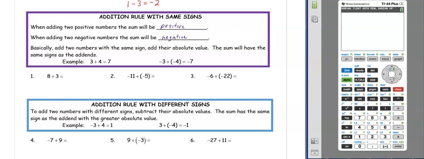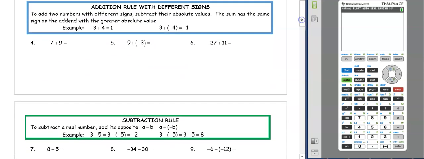So in number 1, we have 8 plus 3, which is going to get us 11. In number 2, we have negative 11 plus negative 5. We can still just add 11 plus 5, which is 16, but because both of our numbers are negative, we have a negative answer. And then we have negative 6 plus negative 22. Well, 6 plus 22 is 28, and then we can make that negative as well.